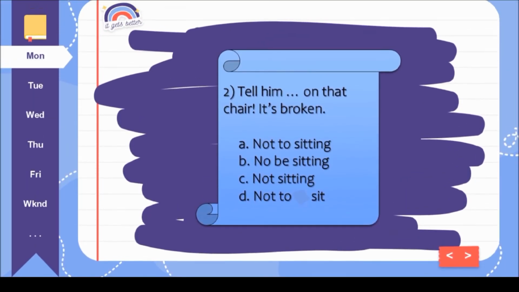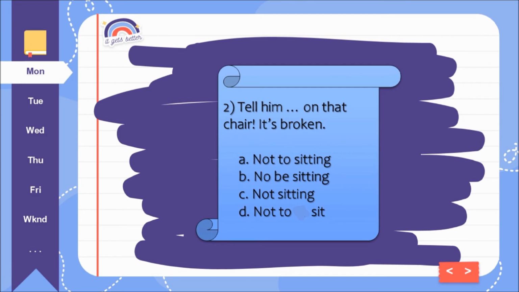Number 2. Tell him blah blah blah on that chair. It is broken. A. Not to sitting. B. No be sitting. C. Not sitting. D. Not to sit. Have you found it? Let us go to number 3.